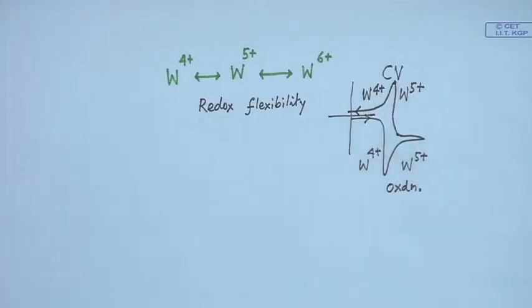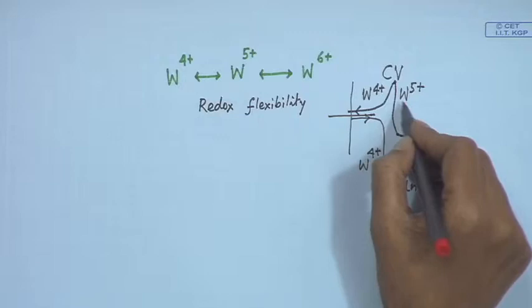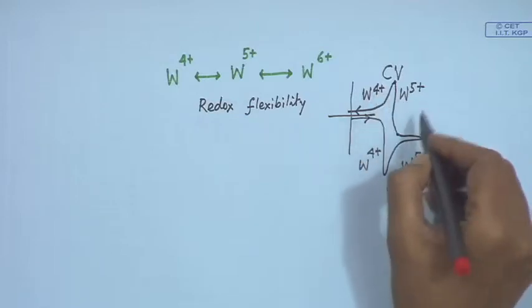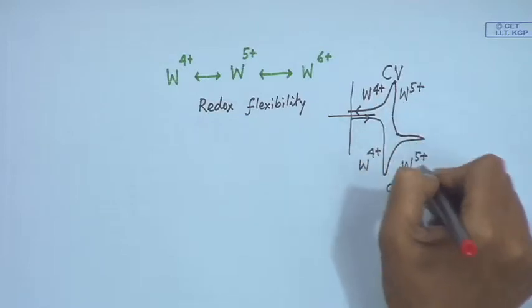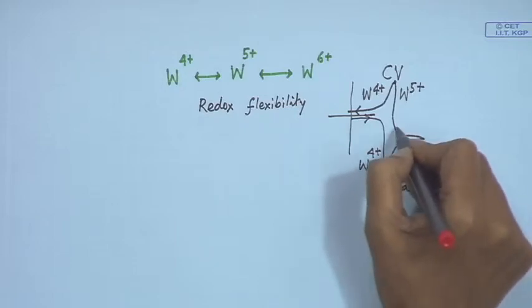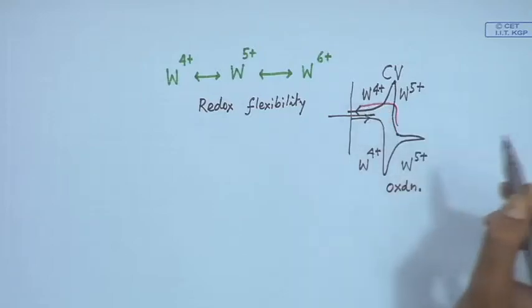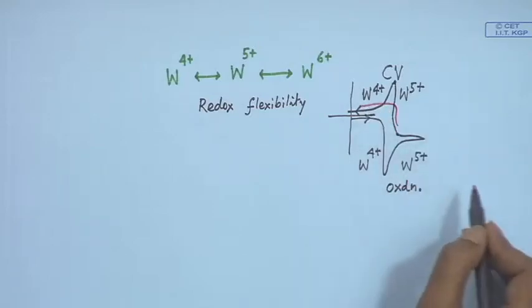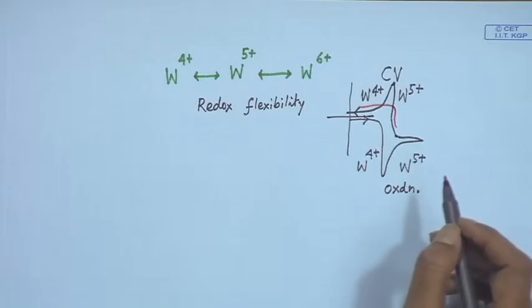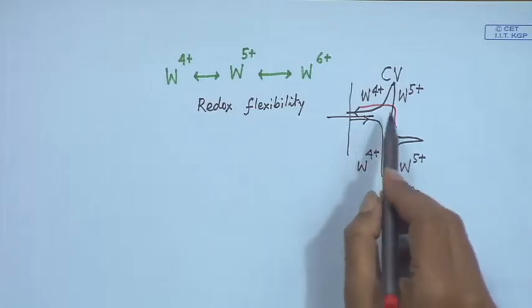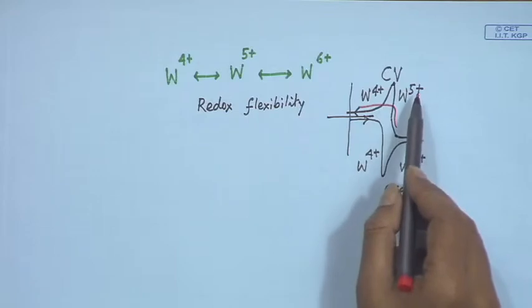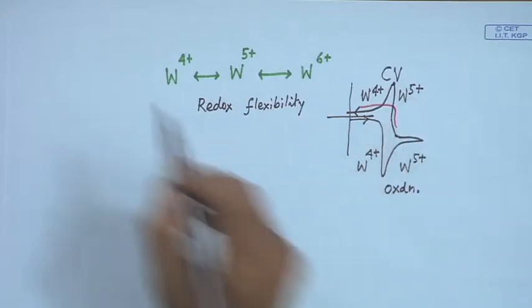So, if reduction is facile, redox flexibility is available, we get this particular peak there. Otherwise, that means the 5 is not so stable and it is undergoing some decomposition. So, the trace would be like this. So, this trace will definitely go in a different direction, and we are not expecting that tungsten in the plus 5 oxidation state is stable there.